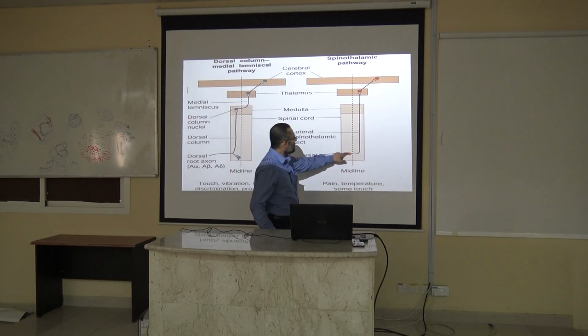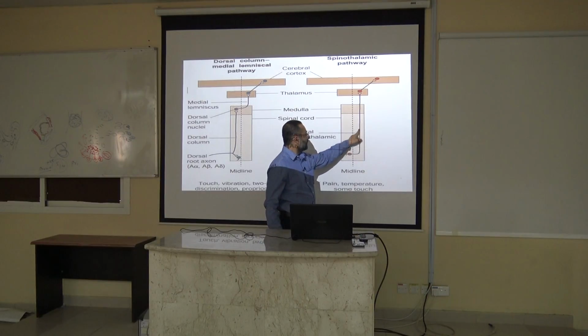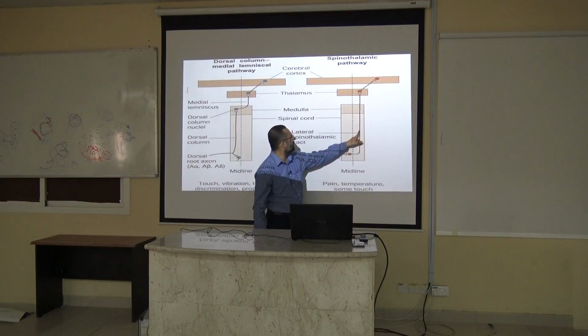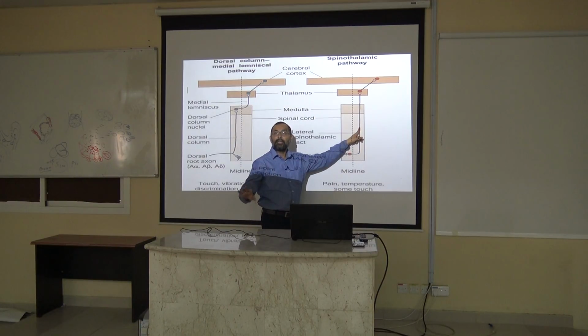Well, after crossing, this bundle is forming here. What do you call this bundle? Tract, because it is in the spinal cord. It is spinothalamic tract. Anterior spinothalamic or posterior? The word is lateral actually, lateral spinothalamic. Anterior or lateral spinothalamic tract.